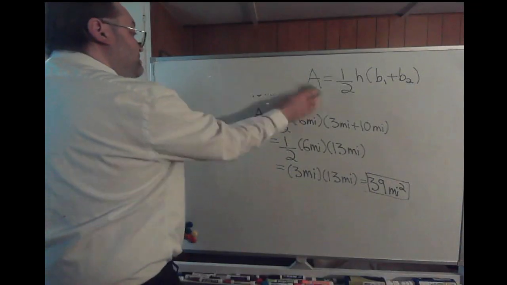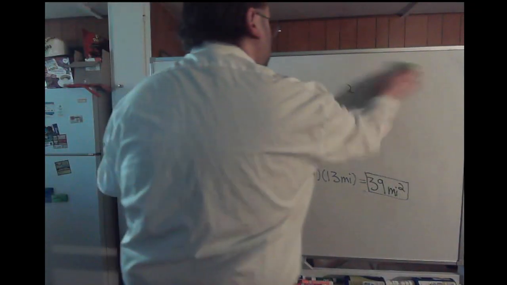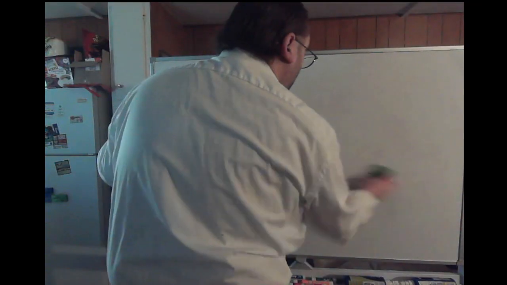So next lesson we're going to get into circles. We will talk about finding the perimeter and area of a circle. Or in a circle, the perimeter is called circumference, but we'll get into that next lesson.